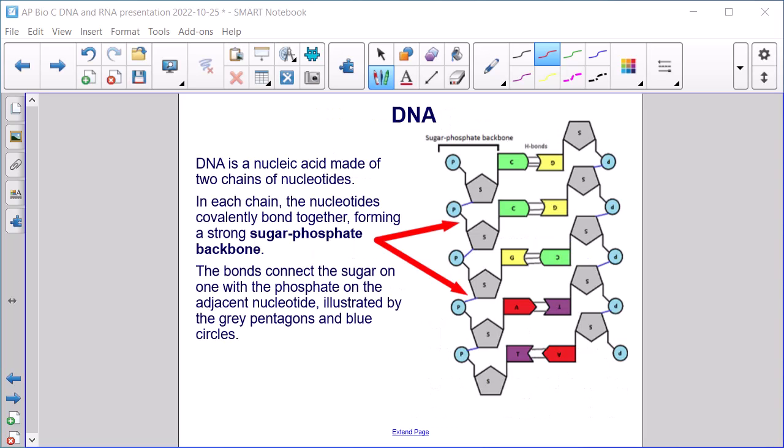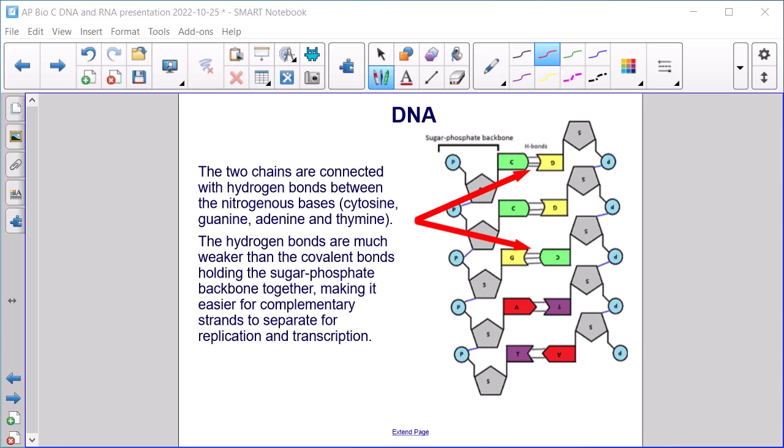DNA is a nucleic acid made of two chains of nucleotides. In each chain, the nucleotides covalently bond together, forming a strong sugar-phosphate backbone. So you can see the sugar covalently bonding to the phosphate group. The bonds connect the sugar on one with the phosphate on the adjacent nucleotide, illustrated by the gray pentagons and blue circles. So the sugar from one nucleotide covalently bonds with the phosphate of an adjacent nucleotide. That would be this one, and also this one bonding adjacently here.